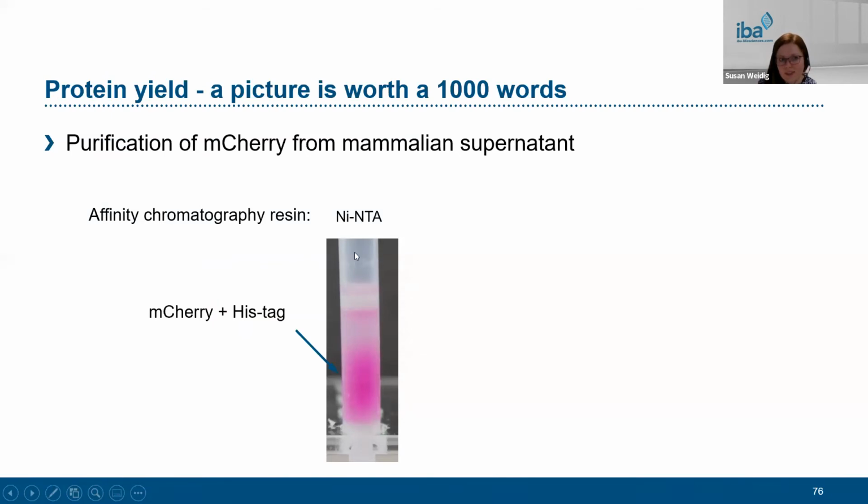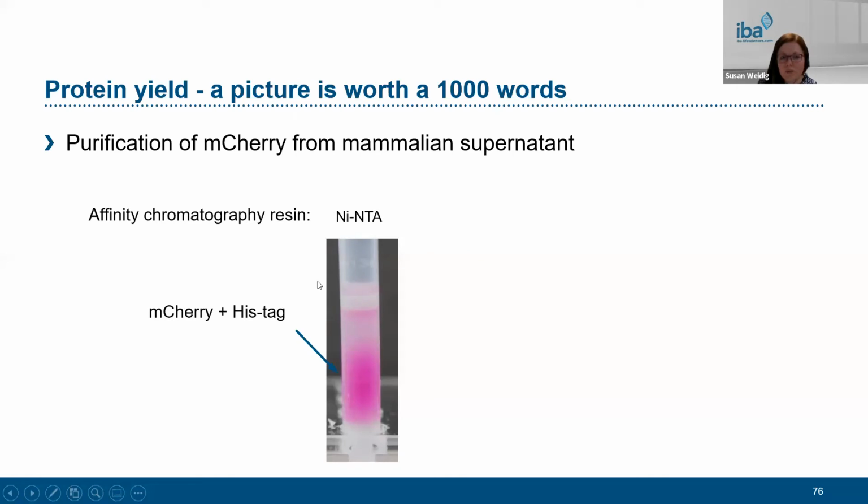I think this picture is worth 1,000 words. Now I will explain the reason why the yield is only so high if you take E. coli as expression host. You can see here a purification of mCherry. mCherry is this pink fluorescent protein, and mCherry was tagged with the His tag and purified with a conventional nickel NTA resin.